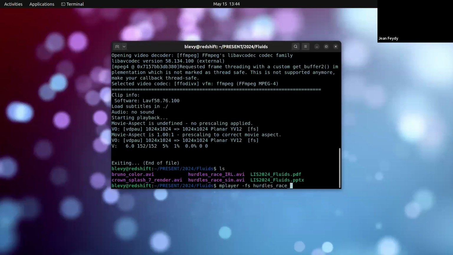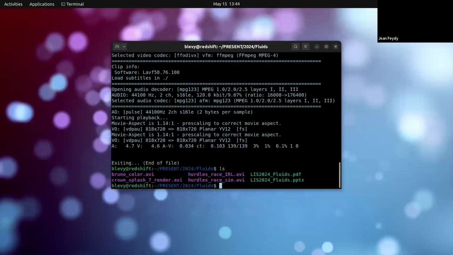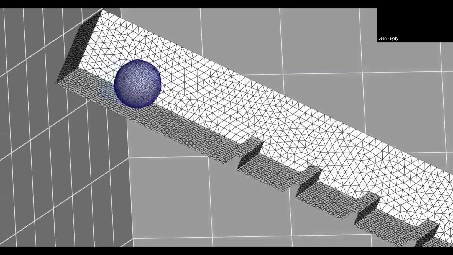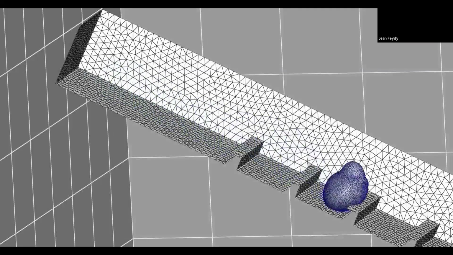So, hurdle race in real life. So here is the real life experiment. This is the viscosity, the quantity of glycerin you put in the water. Very thin. And here is the simulation. And so here, this simulation.